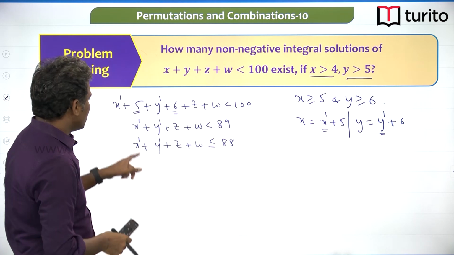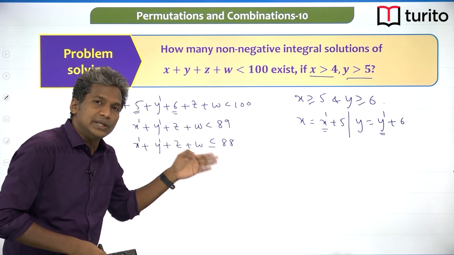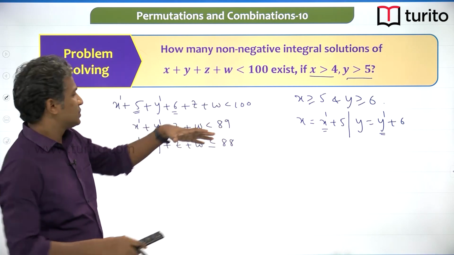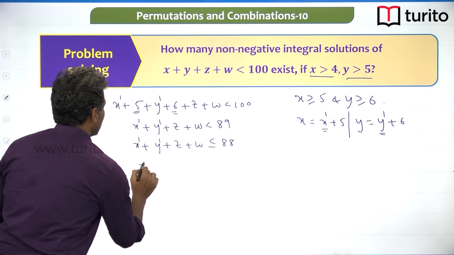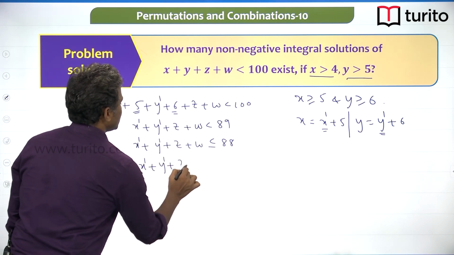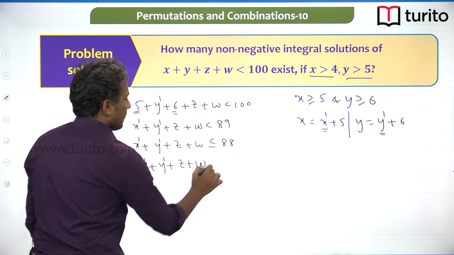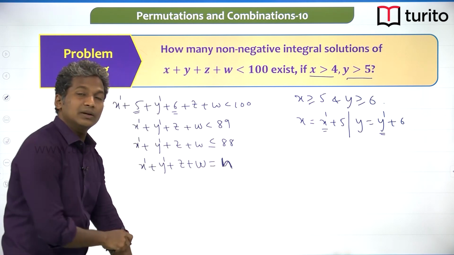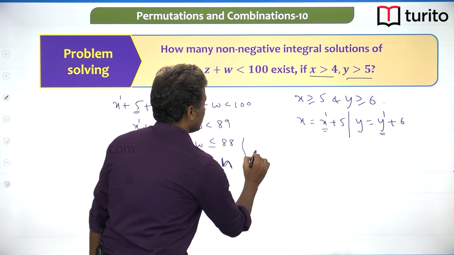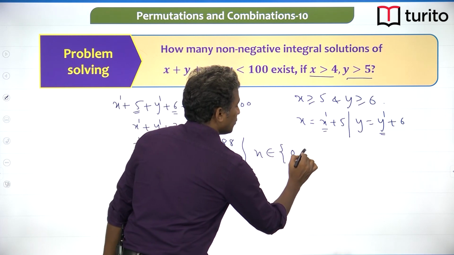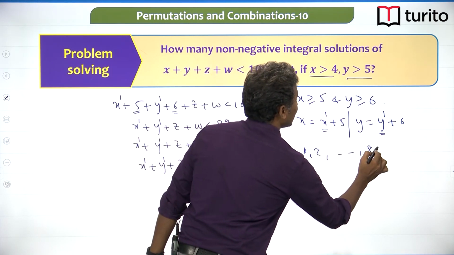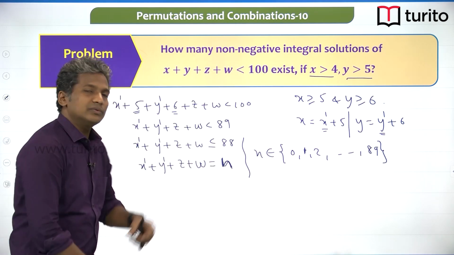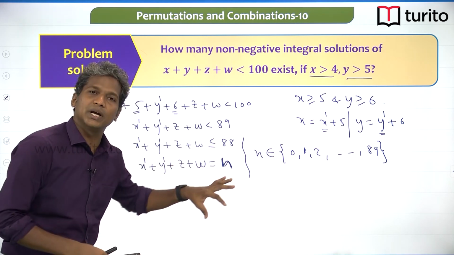So it means the summation can be 0 or 1 or 2 or 3 and it will go till 88. So we are basically solving a question like this: x dash plus y dash plus z plus w is equal to n, where the value of n is varying from 0, 1, 2 till 88. So the value of n must vary like this. Now how do we use it? We can directly apply the formula and get it.